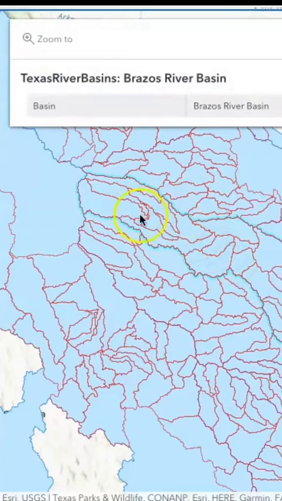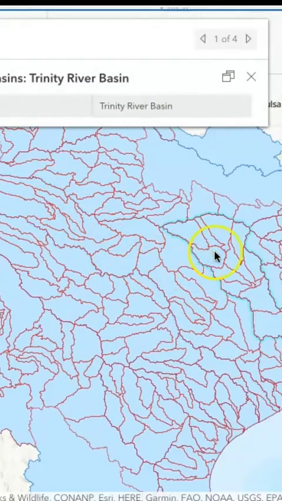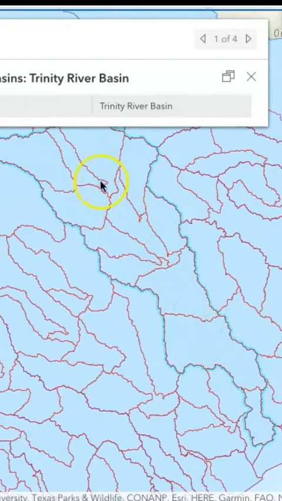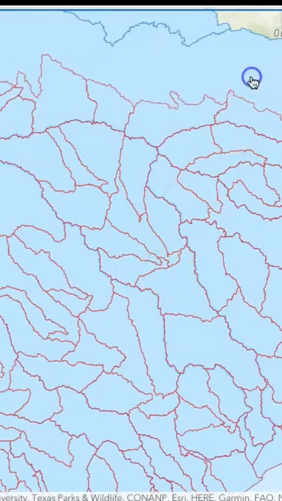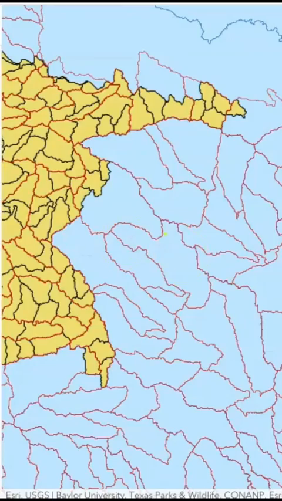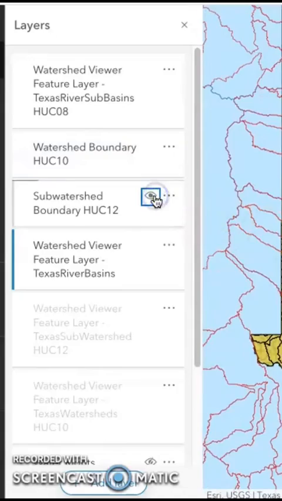And here's our Brazos, here's our Trinity. This entire Trinity River Basin is now broken up into multiple sub-basins. It can help us categorize watersheds by making them smaller. You can even go smaller. You can do HUC 10s, and you can even do HUC 12s.